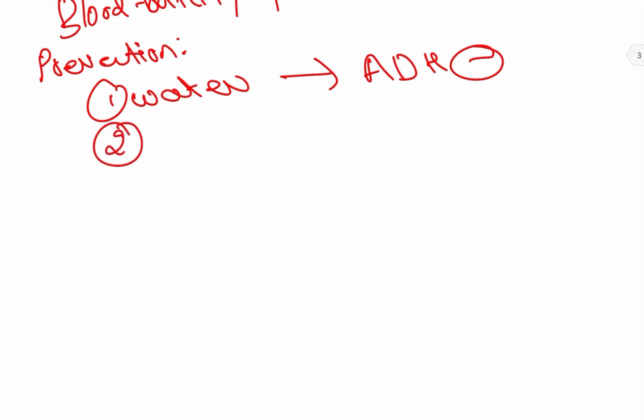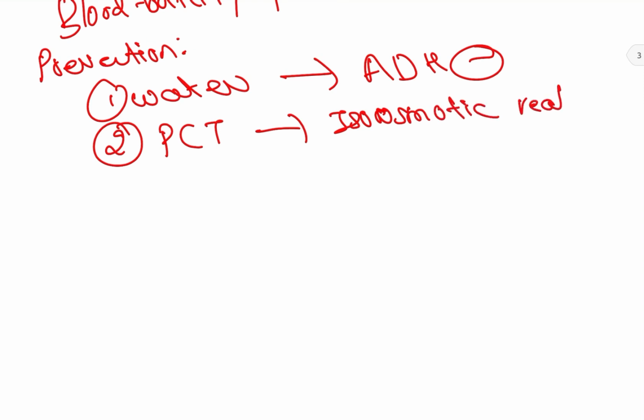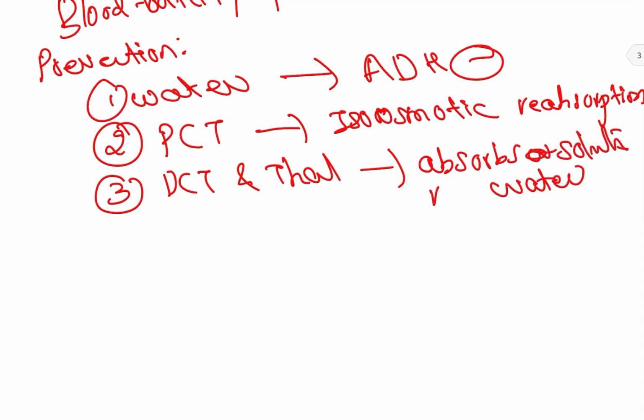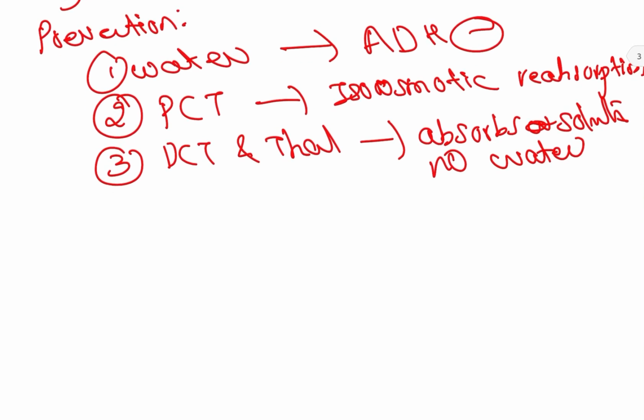Second thing is that the PCT, the proximal convoluted tubule, causes isoosmotic reabsorption of water, as a result of which there is no hyponatremia because it is isoosmotic. Third thing is the DCT and thick ascending loop of Henle. What it does is that it reabsorbs solutes and no water. These are the mechanisms by which hyponatremia is normally prevented.